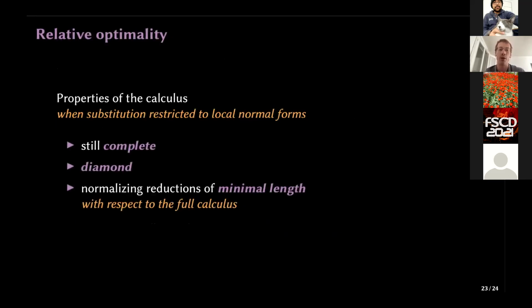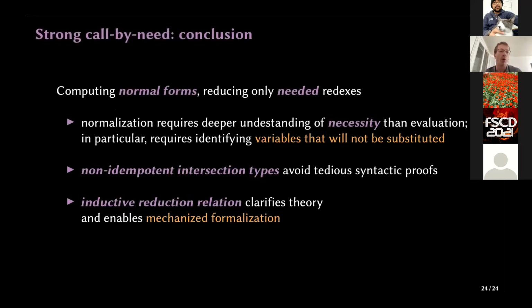And if we restrict the calculus by allowing only substitution of local normal forms, then we still have all the good properties of the general calculus, which was still correct and complete with respect to the lambda calculus. But we also gain additional properties, for instance, the diamond property, and we can also prove that normalizing reductions are of minimal length with respect to the full lambda calculus. So let's conclude. This was a work about computing normal forms, reducing only needed redexes in lambda terms.